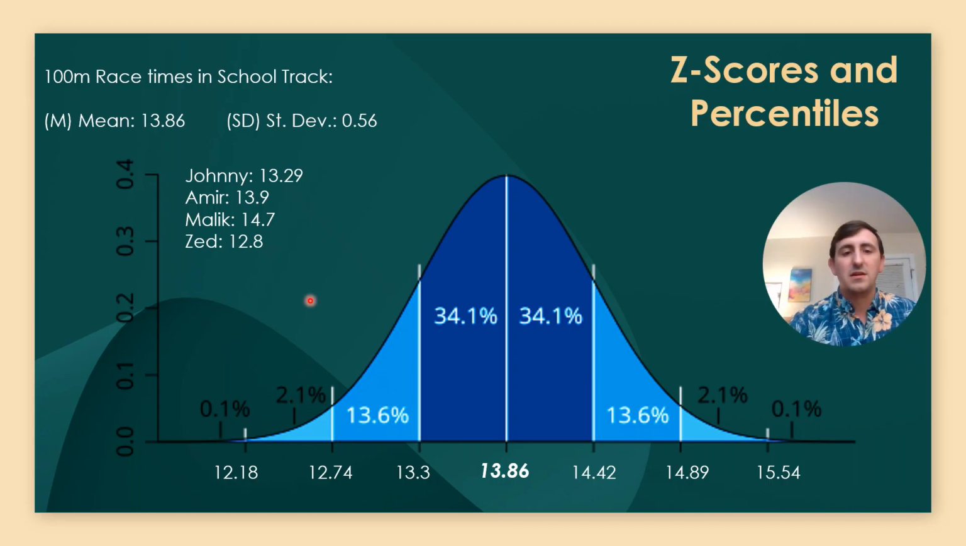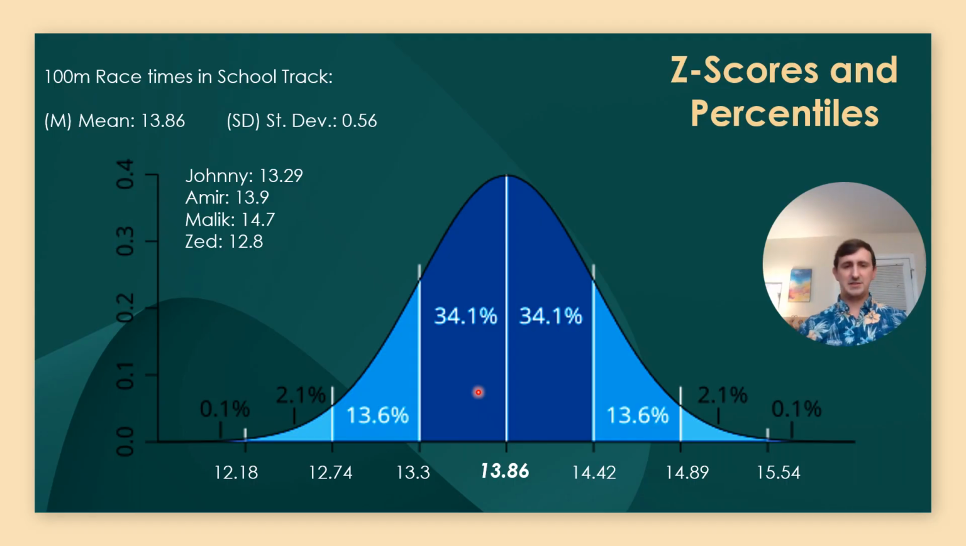So Johnny, Amir, Malik, and Zed. We have 4 race times here. Johnny thinks he's doing pretty well. Amir thinks he sucks. Malik thinks he's not doing great, but it's not like he has to change anything. And Zed thinks a professional talent scout is coming any day now. So let's look at their scores, compare them to this graph, and see what we can learn about their averages.